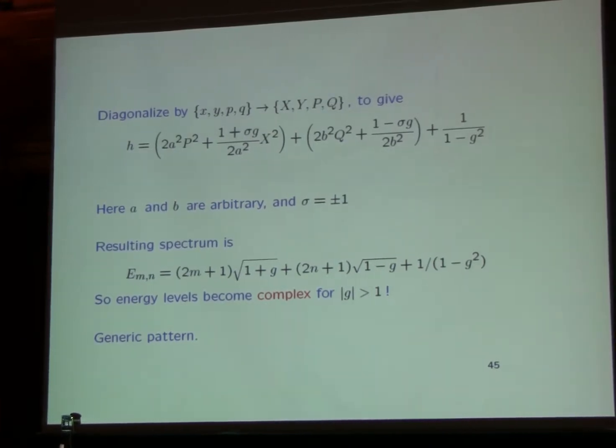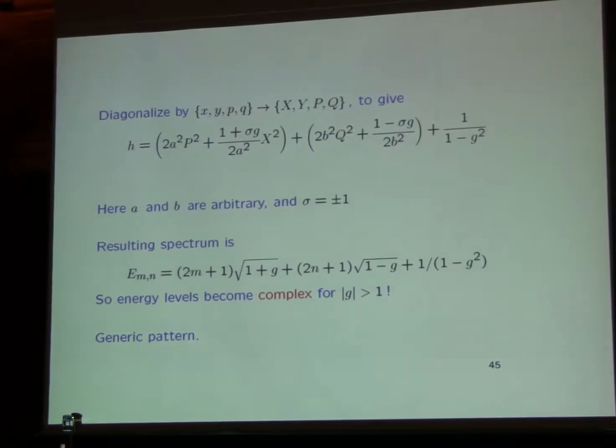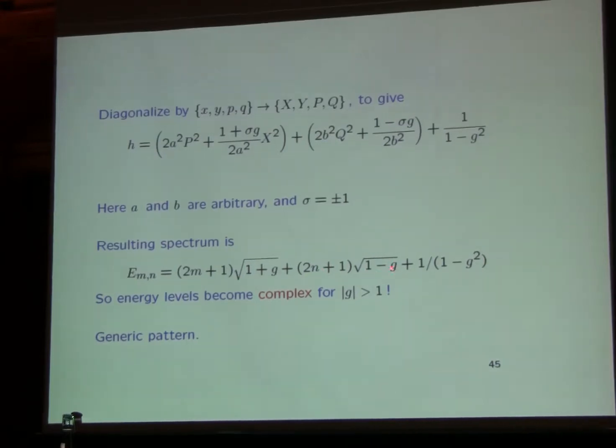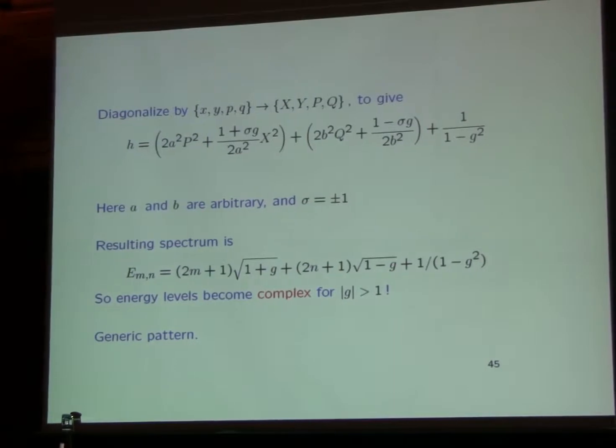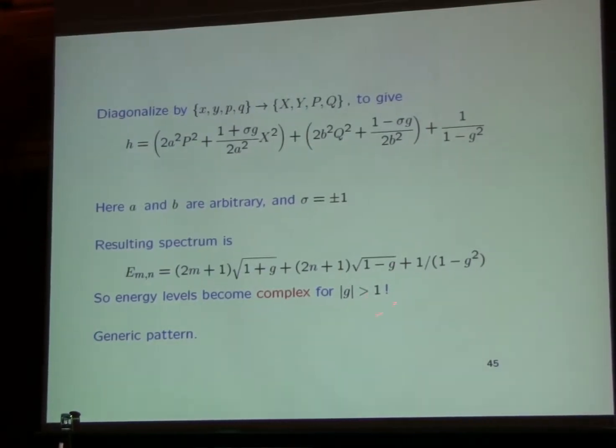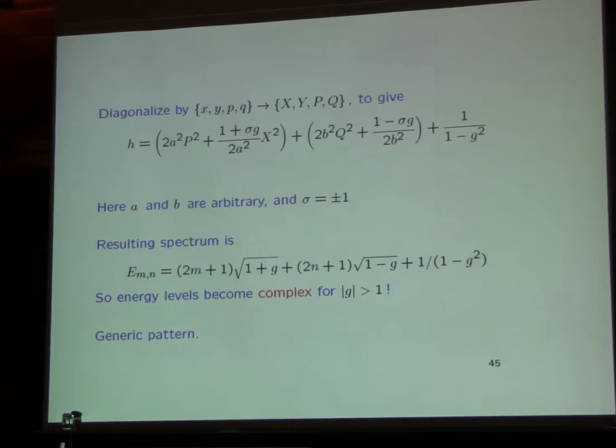So the whole spectrum is just the sum of two harmonic oscillators. But you see, you've got this 1 plus sigma g here, where sigma is plus or minus 1. So one harmonic oscillator has a frequency square root of 1 minus g, the other has square root of 1 plus g. So altogether, this is the spectrum. And if you take g greater than 1, you're in trouble. So if mod g is greater than 1, the eigenvalues can become complex.